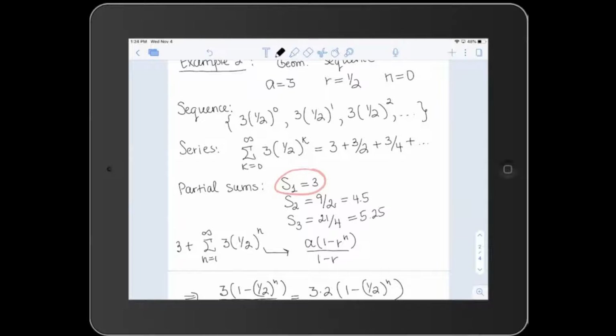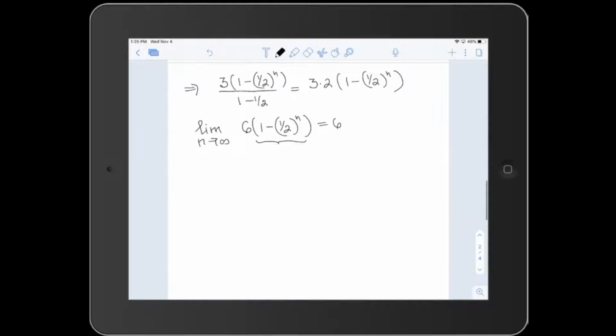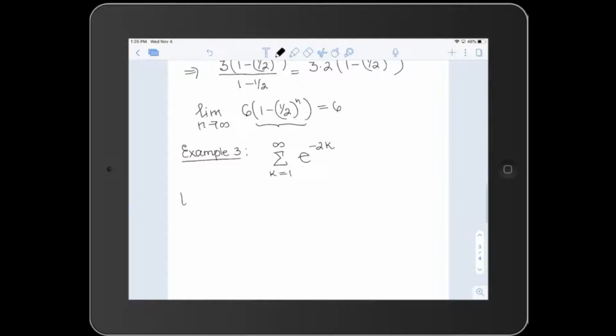Okay, good. Let's take a look at another example of a geometric sequence and series that doesn't necessarily look like a geometric series. So here's your example number 3. It says the following. I have a summation, k goes from 1 to infinity, e to the power negative 2k. We're going to take a look at the terms of this series.